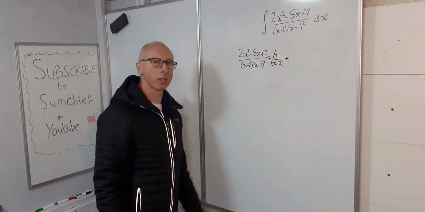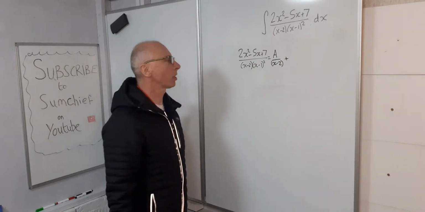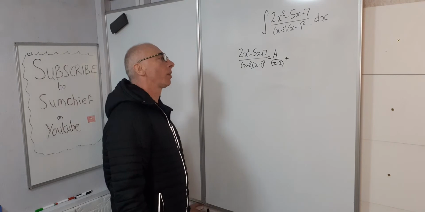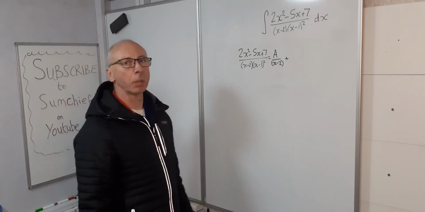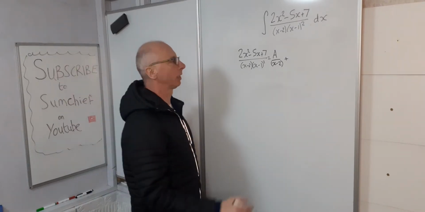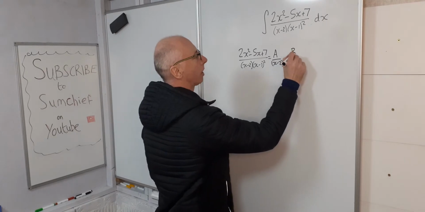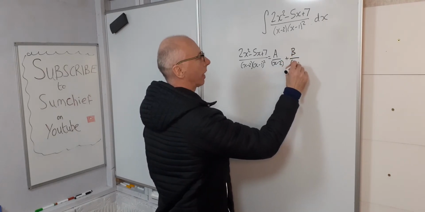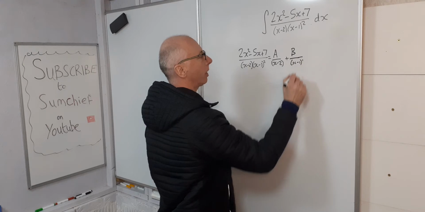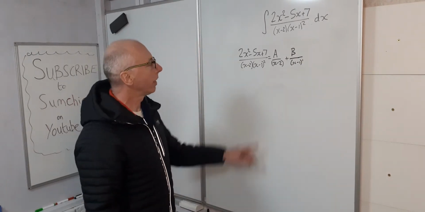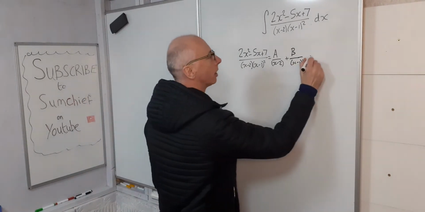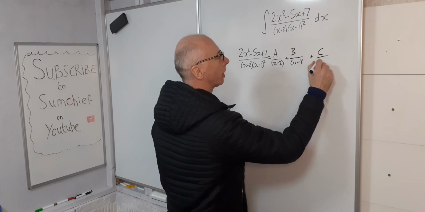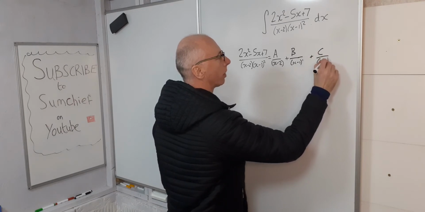Right, ready for the next term. Next we've got (x minus 1) squared. As that's got two powers, we're going to have to build it up, the 1 power and the 2 power. So plus B over (x minus 1) to the single power. Okay, and now we need to do the second power, so plus C over (x minus 1) squared.